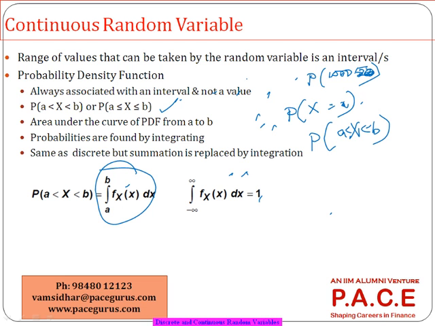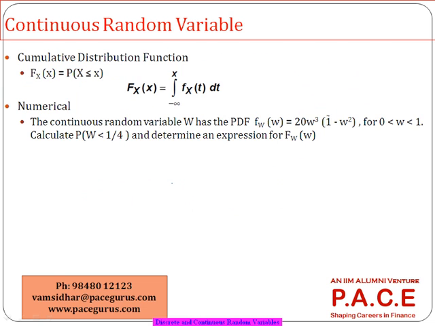So this is a rule. In case of continuous, the probability from minus infinity to plus infinity, if I am trying to integrate it, it should be equal to 1 itself. Now let's look at an example. Probably once we do one of them, it becomes slightly comfortable for you.